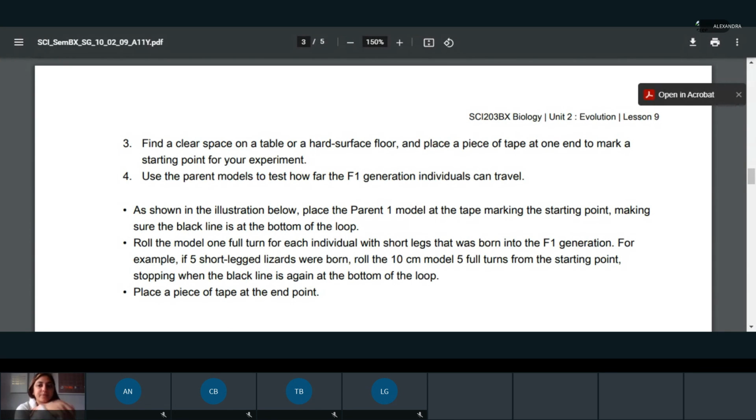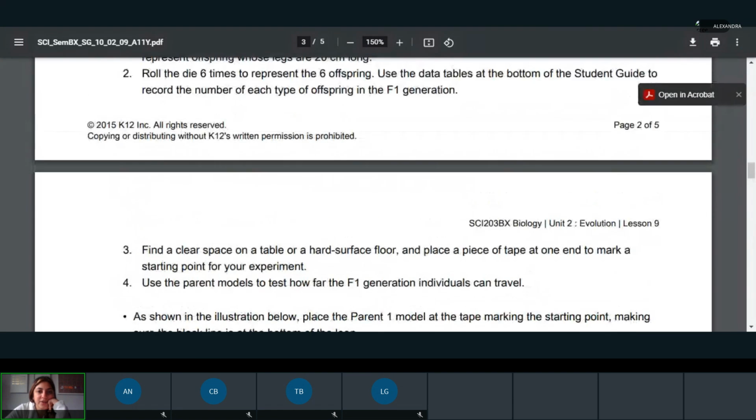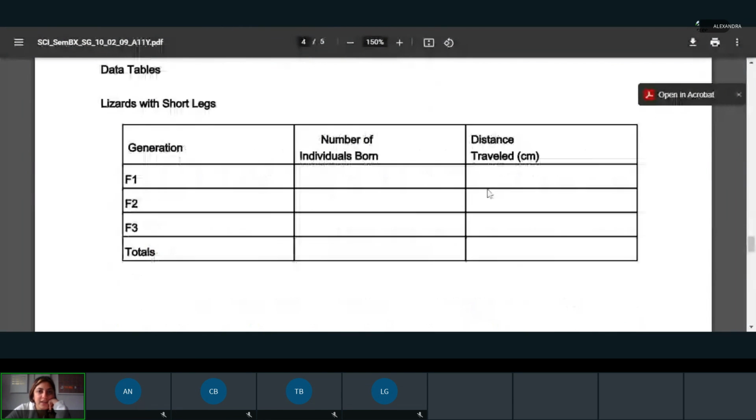Okay. All right, Logan. So go ahead and do that. And then once you turn it, however many times you need to turn it, then you're going to measure that distance from where it started to where the end of that turn was. All right, Logan, what questions do you have for me? What part of the, so that way I can address your question more directly.